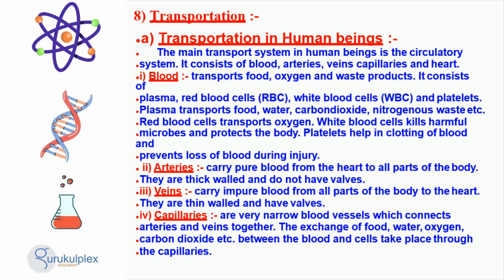Blood consists of components including plasma, red blood cells, white blood cells and platelets. Plasma facilitates transportation of food, water, carbon dioxide, nitrogenous waste and other products. Red blood cells transfer oxygen to cells in the body.